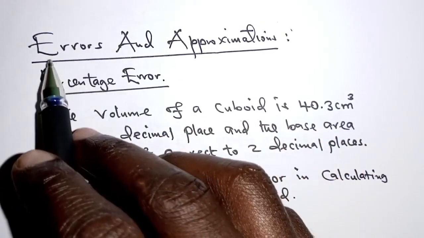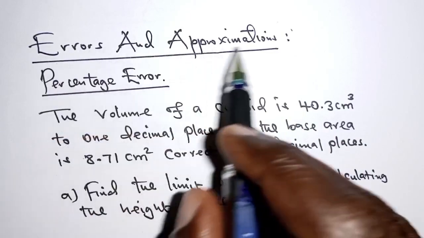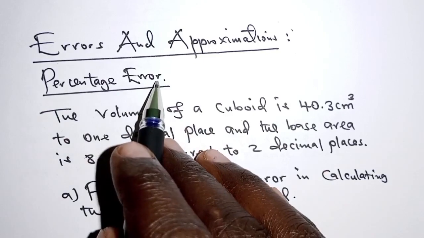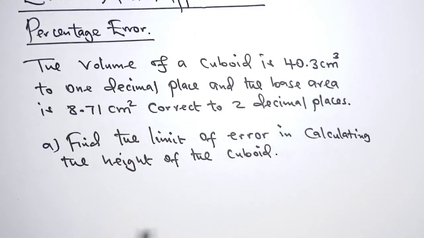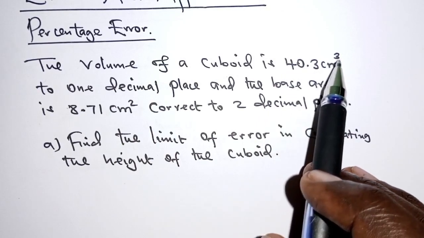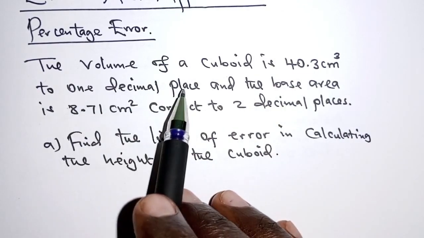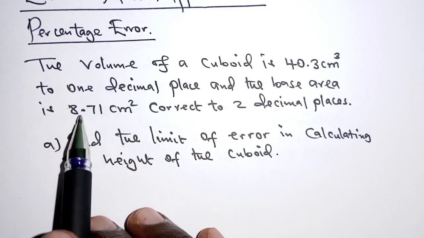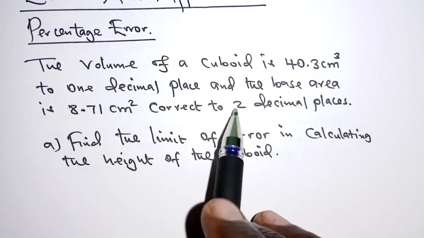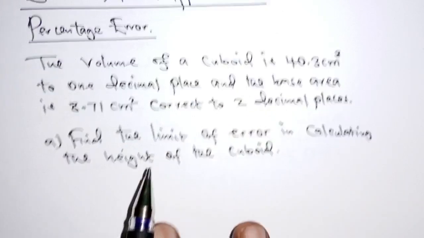Hello everyone. Today's question is about errors and approximations, and in particular calculation of percentage error. The question reads: the volume of a cuboid is 40.3 cubic centimeters to 1 decimal place, and the base area is 8.71 square centimeters, correct to 2 decimal places.